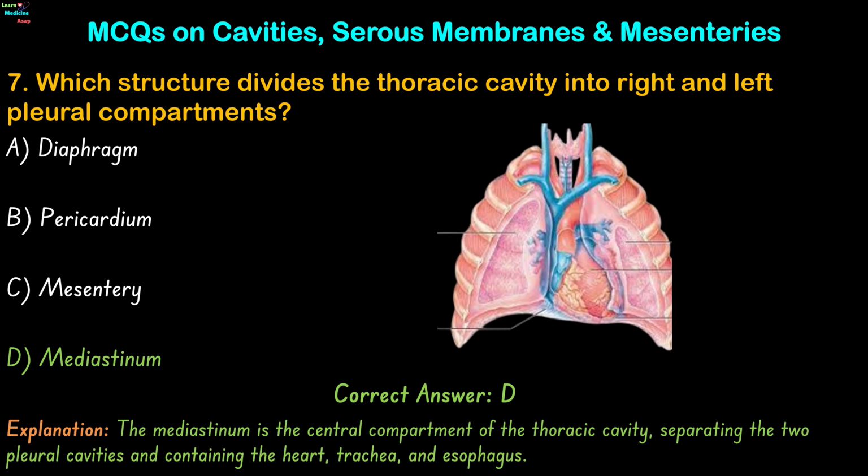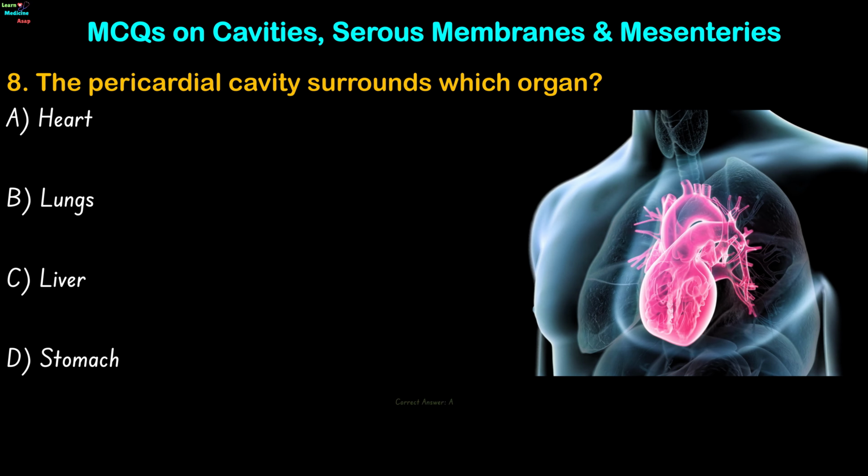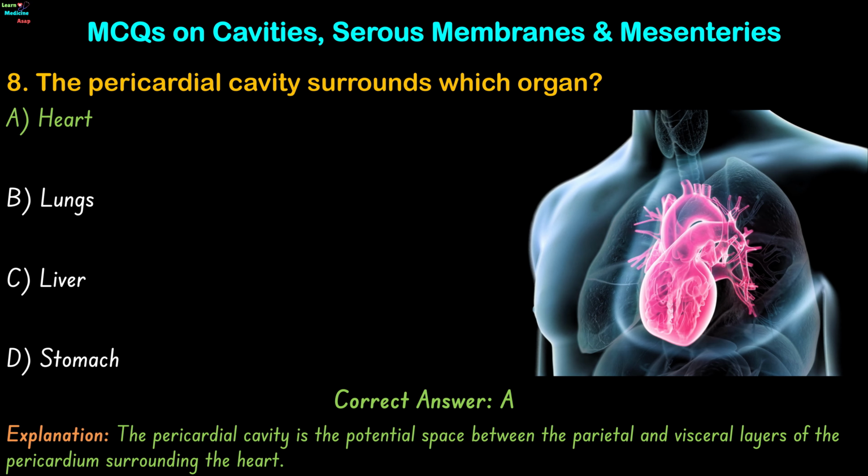and esophagus. Question 8. The pericardial cavity surrounds which organ? Heart, lungs, liver, or stomach? The correct answer is option A. The pericardial cavity is the potential space between the parietal and visceral layers of the pericardium surrounding the heart.